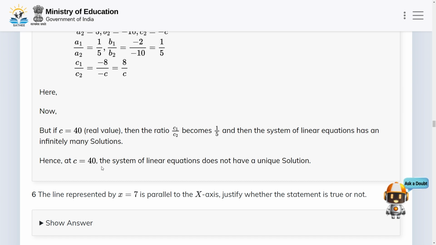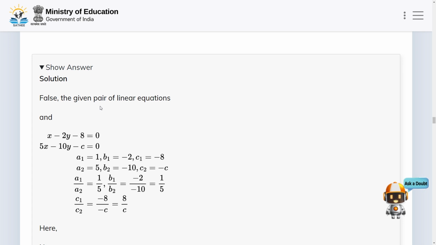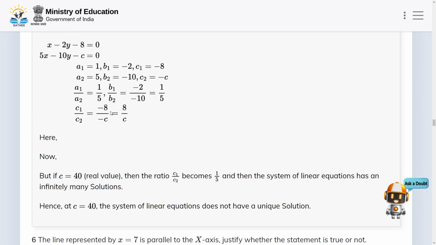So hence at c is equal to 40, the system of linear equations does not have a unique solution. Okay, so for c is equal to 40, and this value 40 is basically a real number, the system of linear equations does not have a unique solution. In that case, the system of linear equations has infinitely many solutions. Okay, so the statement is false. So this statement is a false statement. Now let us move to question number 6.